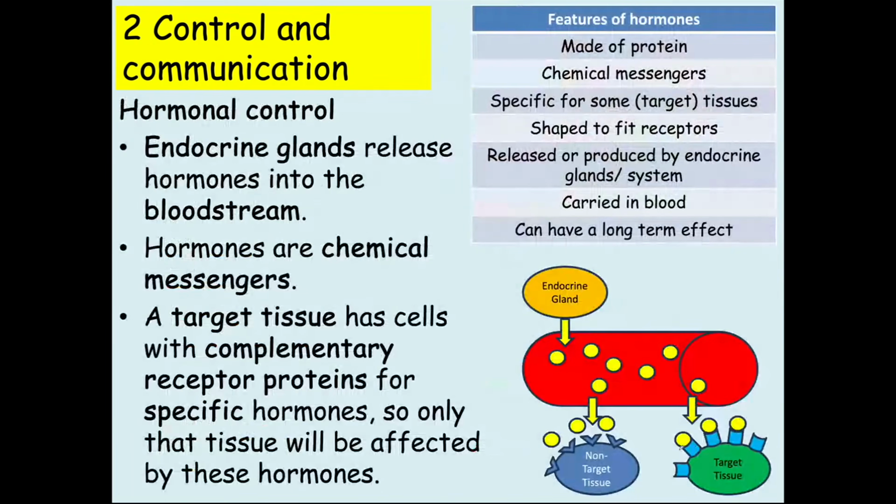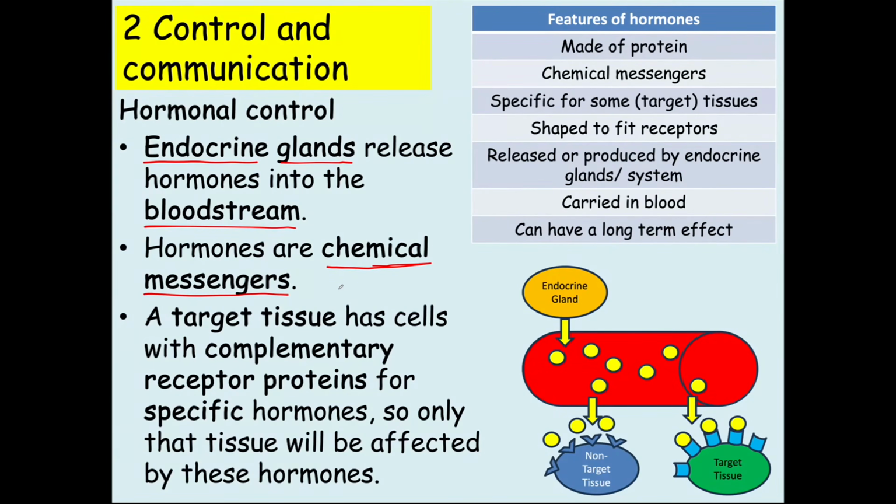On to hormones, second part of this topic. So hormones are released by endocrine glands, okay? These things here called endocrine glands. They release hormones into our bloodstream. Now, hormones are chemical messengers, okay? That means they are in the form of chemicals and they send messages all around our body from one place to another, okay?